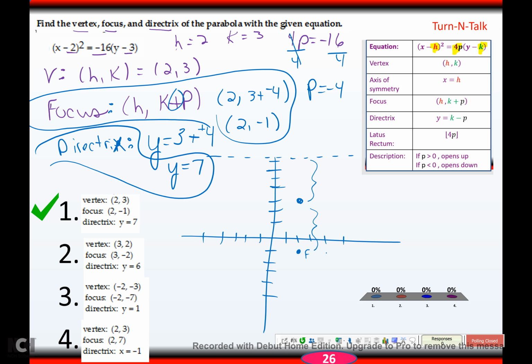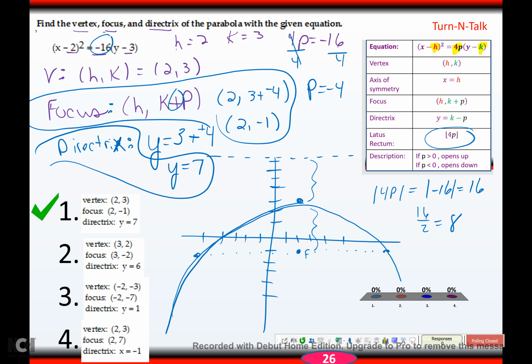Okay, once you get that, all you need is the latus rectum. Well, my latus rectum is the absolute value of my 4p, which would be the absolute value of -16, which would be 16. Cut that in half, you get 8. And so from my focus, I'm going to go 8 units right, and 8 units left. And I would connect my vertex to my latus rectum points. And there's my parabola.